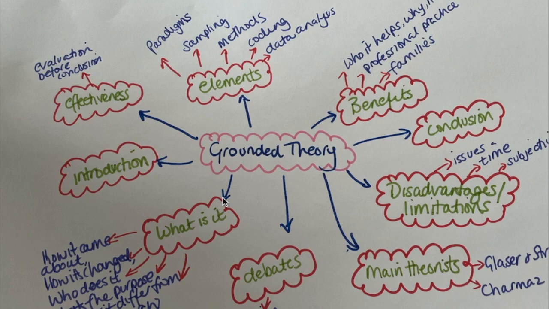But what I've then done is, with those initial core words, you can use phrases, it's entirely up to you, I've looked at those in more detail. So for example, on elements, or what could be called features to be fair, I've started to break that down even further into paradigms, sampling, methods, coding, and data analysis, for example. That now starts to make me think about what the other areas are that I need to be thinking about in each of these.